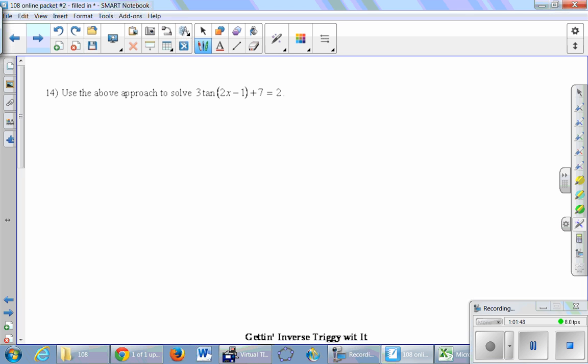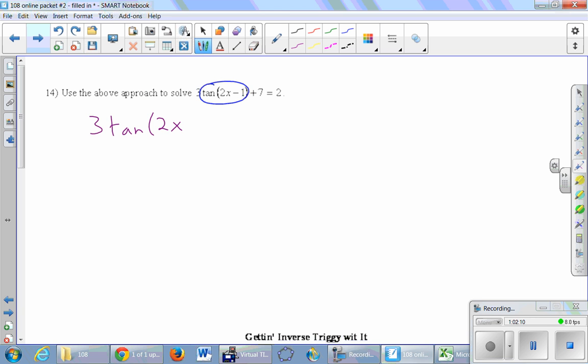14, use the above approach to solve 3 tan 2x minus 1 plus 7 equals 2. This is our most complicated trig equation to date, so let's go through the whole process. So it says first isolate the trig function, that's this piece. So the things that are nearby that need to move are the 3 and the 7. So first we'll subtract 7. And then we'll divide both sides by 3. And the trig function is now isolated.